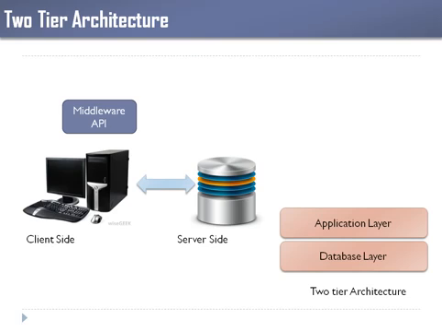Now what is the problem? As the number of clients increases, the load on this server will also increase, and efficiency and performance will drop. So for a small number of clients, this architecture is okay. But if you intend to develop an application which serves a huge number of customers, in that case three-tier architecture is more suitable, or a multi-tier architecture. So let's see three-tier architecture now.